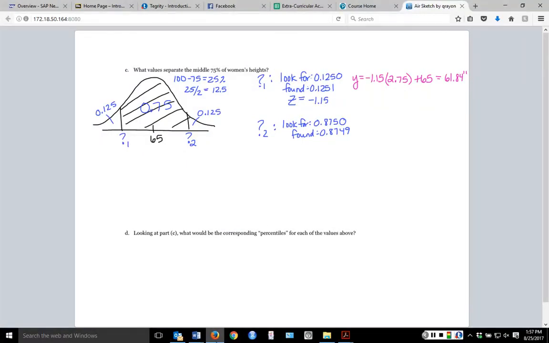What you'll notice, if you compare the two z-scores, is that one's just negative and one's positive because we're finding that middle 75% here. So the z is just positive. Same standard deviation, same mean, and we get 68.16 inches.